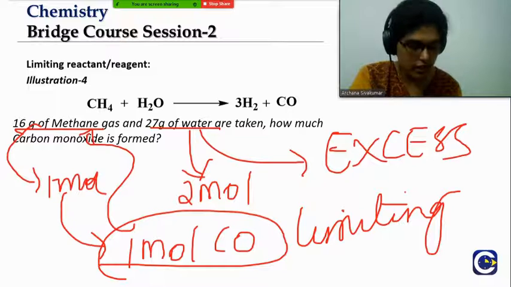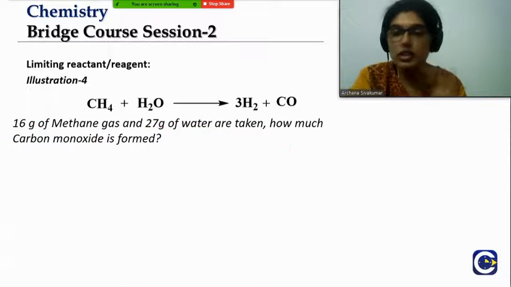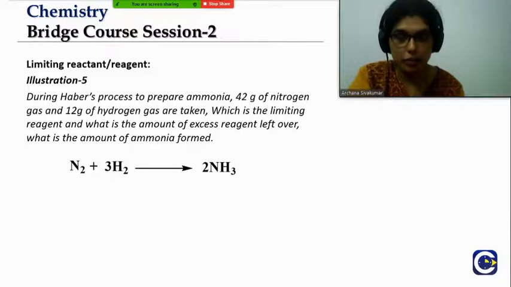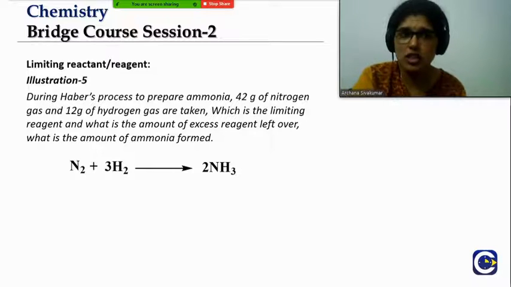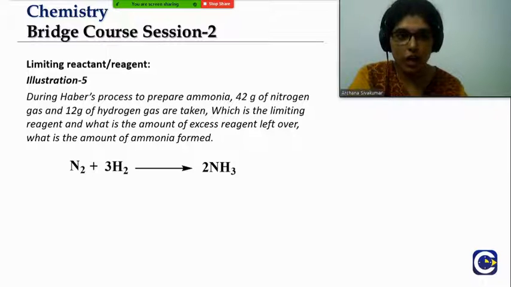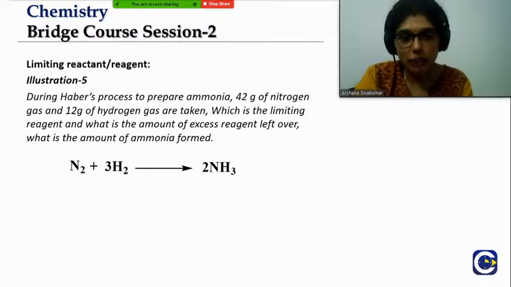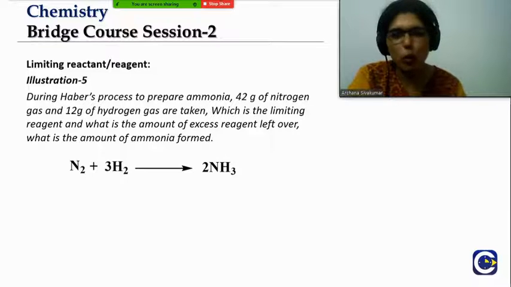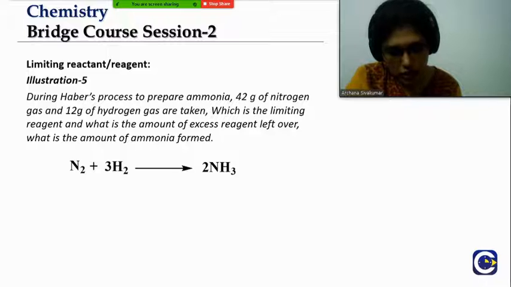Water is in excess. So this is how we find out the limiting reagent and how to determine the product. Let's look at the other example. Haber's process is very important. You'll be looking at it here and there, where nitrogen reacts with hydrogen to give ammonia. This is a very important process which you'll be looking at quite often. Let's look at this reaction.